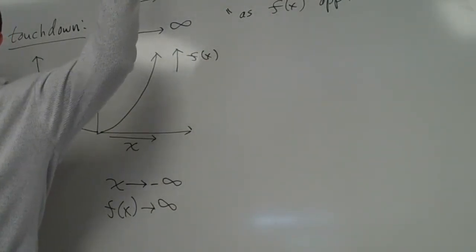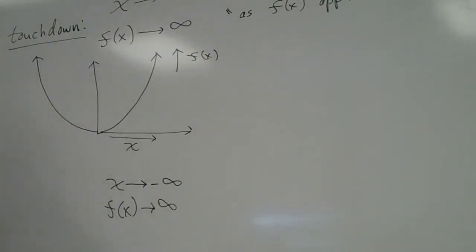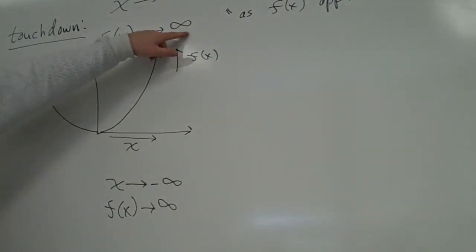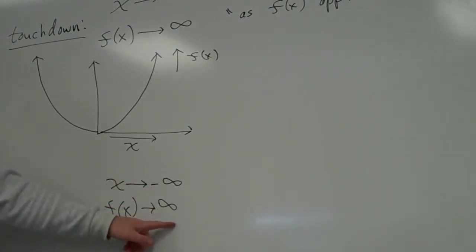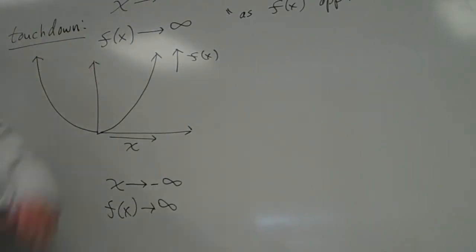Okay? So to say touchdown in the correct math notation, you have to write when x goes way to the right, y goes way up. When x goes as far to the left as you can imagine, y goes as far up as you can imagine. And these four lines combined mean touchdown.